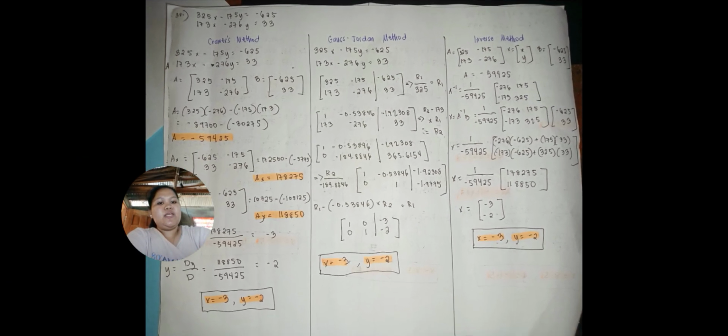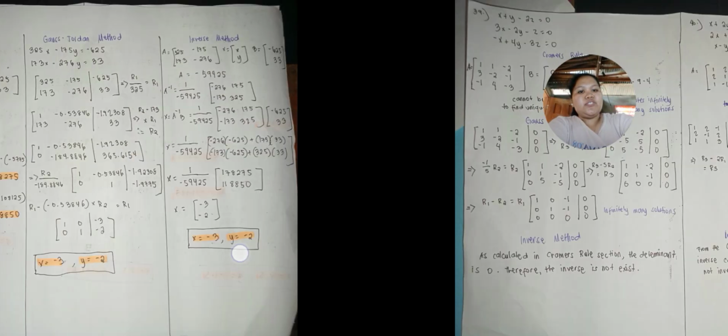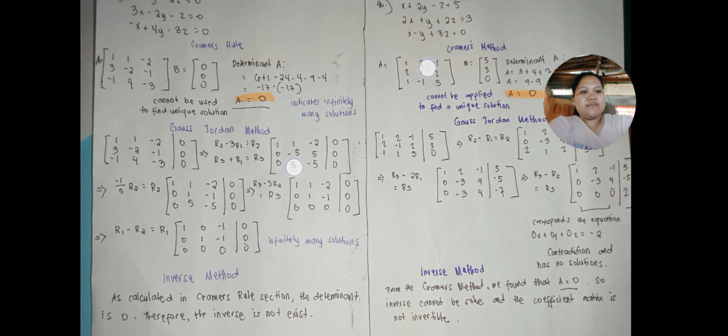Let us proceed with another equation. Numbers 39 and 40 are already 3 by 3. We have the given x plus y minus 2z is equal to 0, 3x minus 2y minus z is equal to 0, and negative x plus 4y minus 3z is equal to 0.